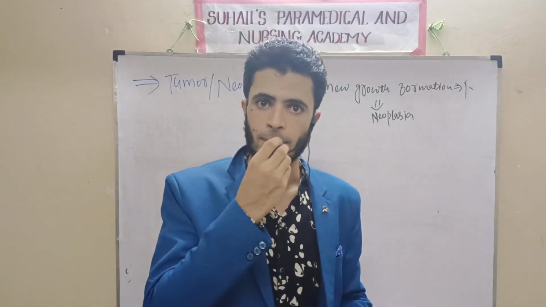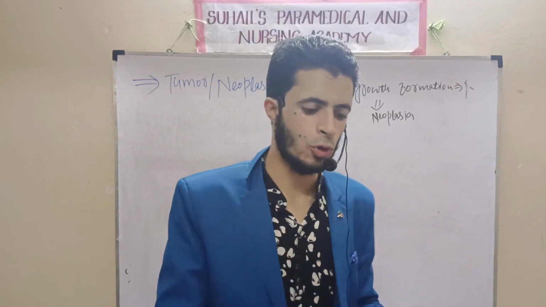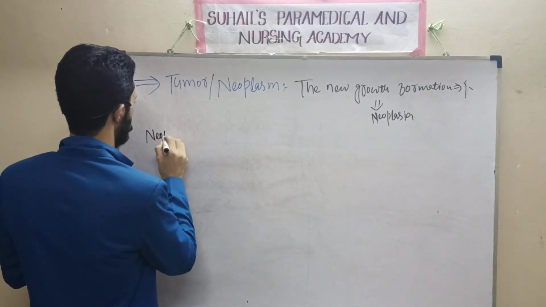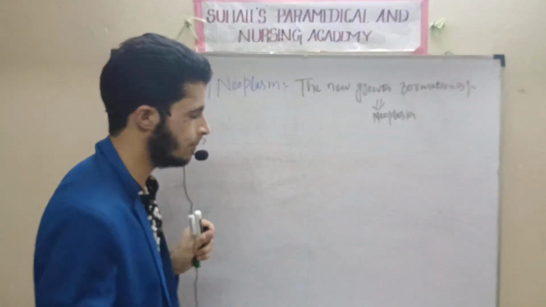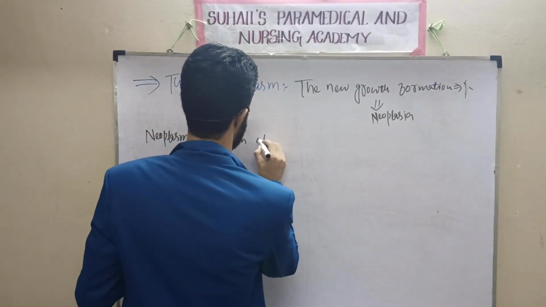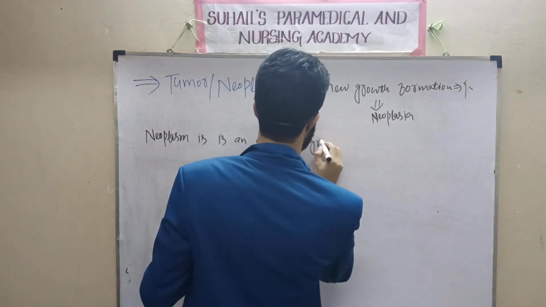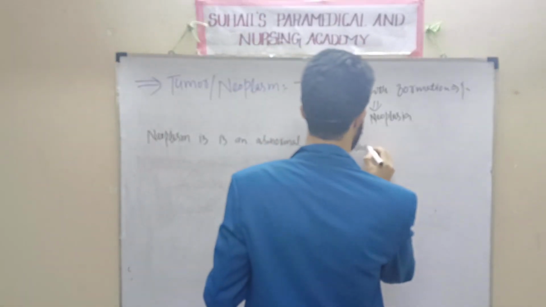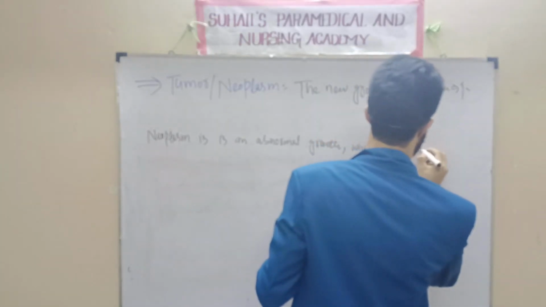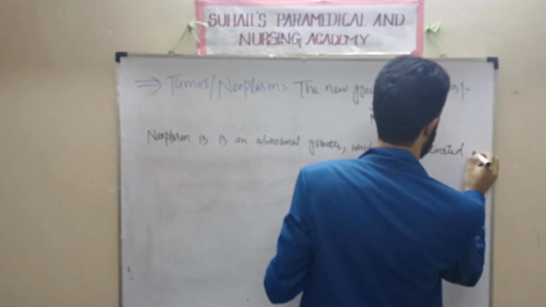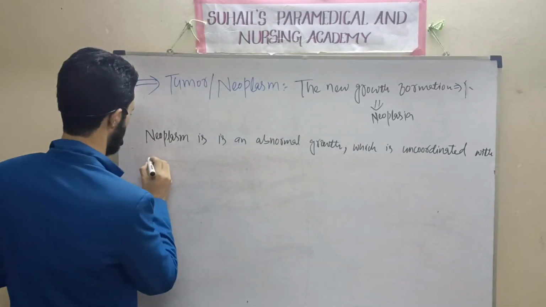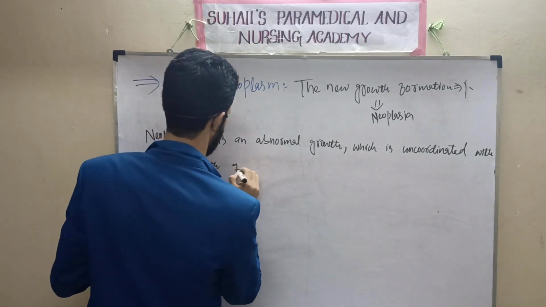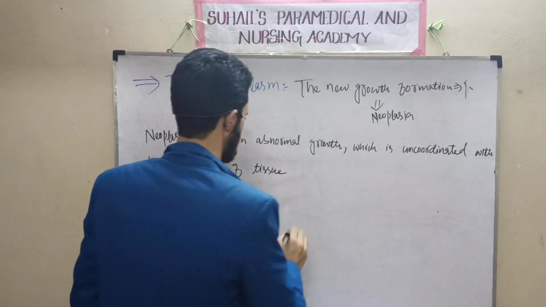Now I will explain what this new growth is, and the actual definition of tumor or neoplasm. You can write the definition with me. Neoplasm is an abnormal growth. I will explain later; first write the definition. It is an abnormal growth which is uncoordinated with the normal growth of tissue.